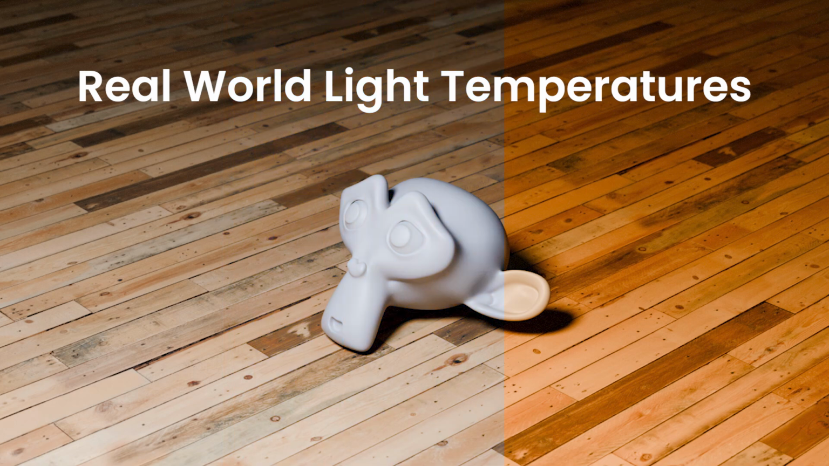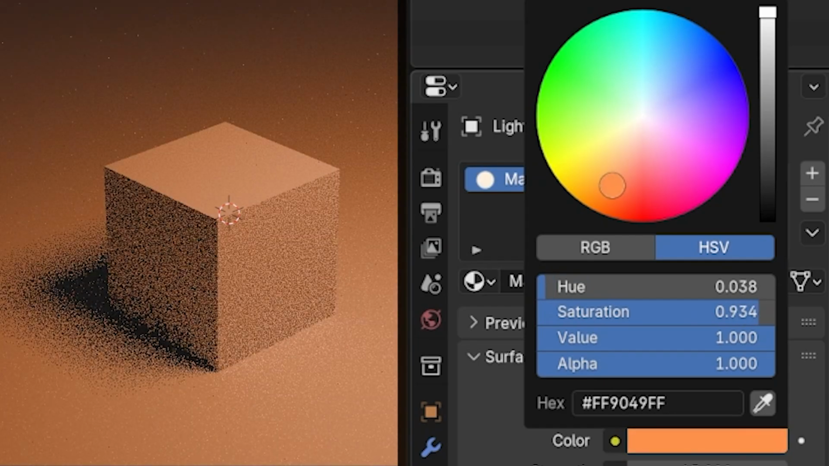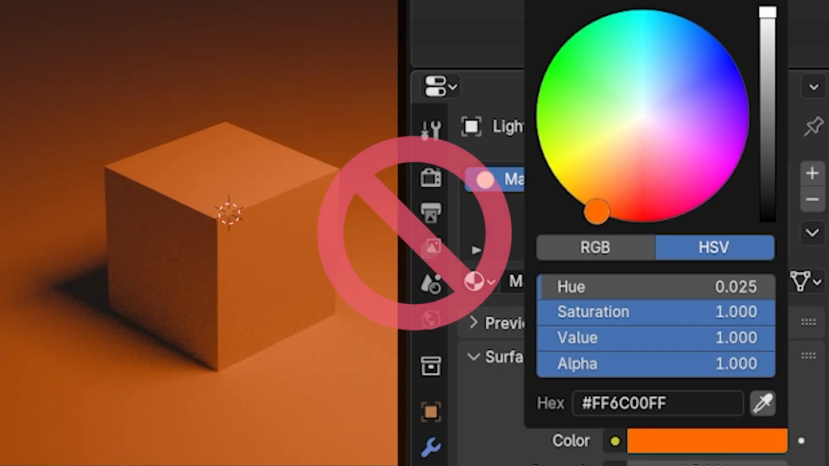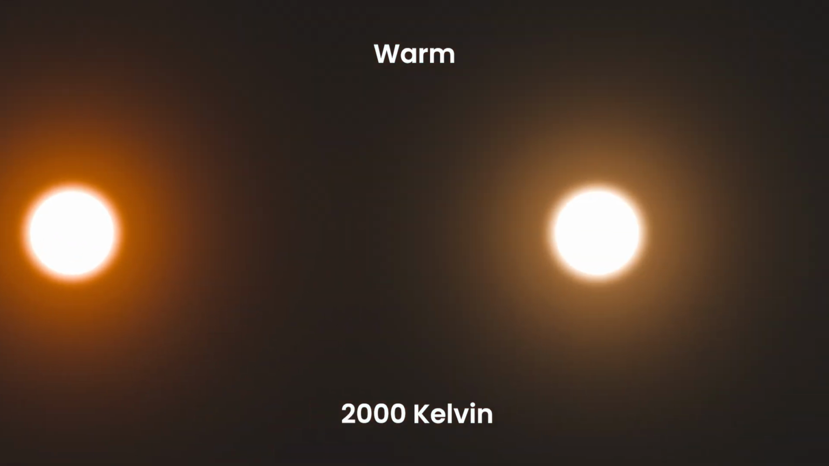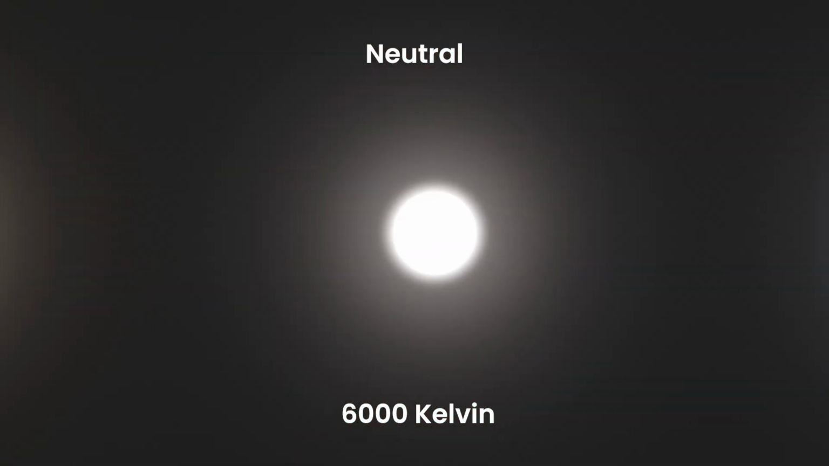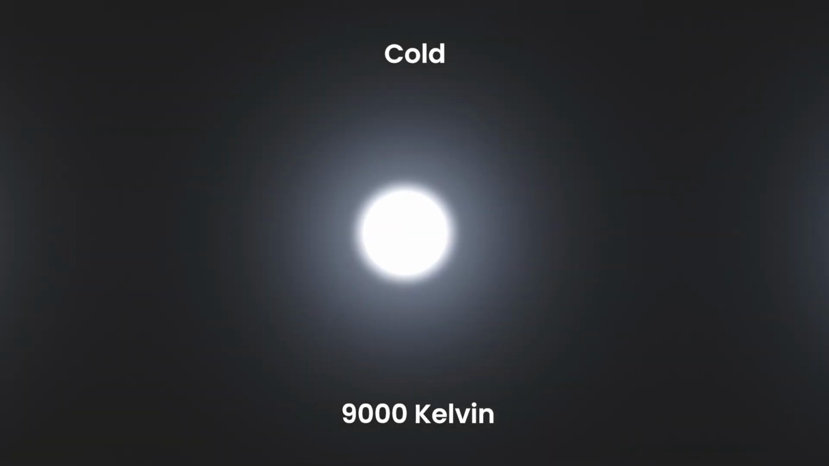Real world lighting in your Blender scenes, there's more you can do than just guess. There's a science and scale to this. Kelvin is the scale we use to measure the temperature or colour of light. The lower the number, the warmer the light. And traditionally we would use from 1000 to 10,000 Kelvin.